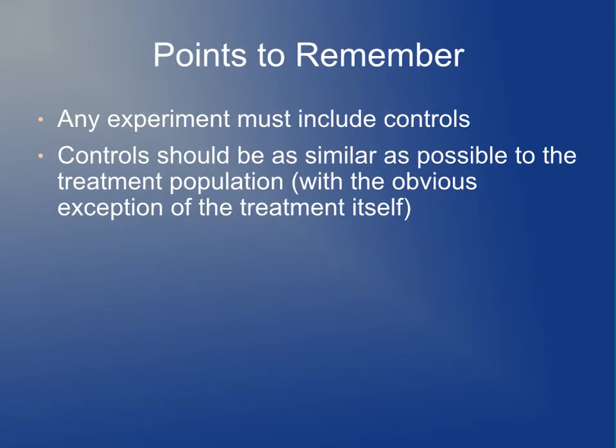So the take-home message is that any experiment should have controls in some form or another, and you want the controls to be as similar as possible to the treatment population, with the obvious exception of the treatment itself. We'll discuss this in more detail in the next couple lectures. The gold standard is when there's really no difference at all between the treatment and control groups, but frequently that's not possible, particularly when you're doing studies involving humans. Stay tuned to the next couple lectures and we'll find out about this in more detail.